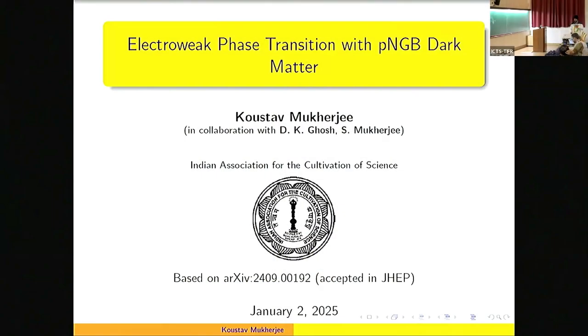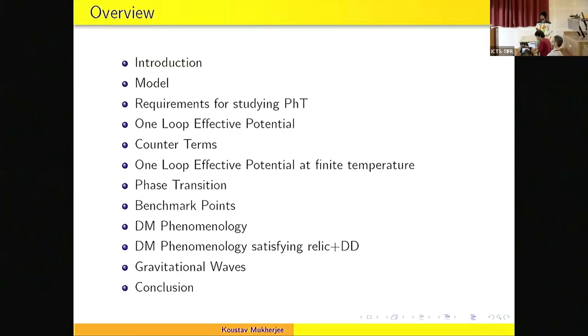So I will be talking about the electroweak phase transition in a simple model with PNGB dark matter. This is the brief overview of my talk. I will first introduce the model, then state the requirements for studying phase transitions, and then move on to the effective potential at finite temperature, and then study the phase transition, comment on some benchmark points, briefly discuss the DM phenomenology associated with it, and finally go to the gravitational wave signature corresponding to those benchmark points.